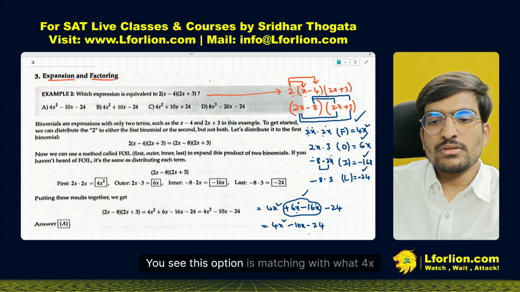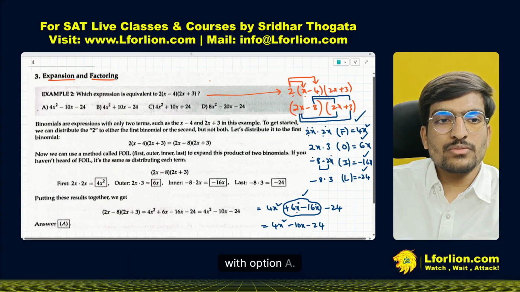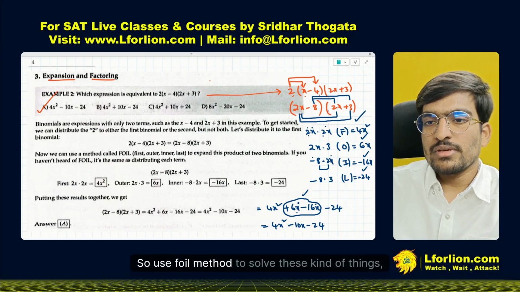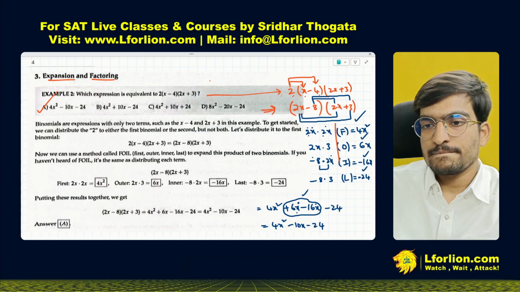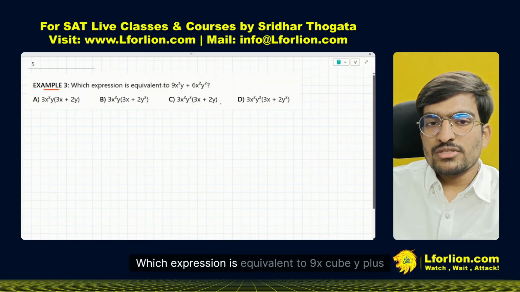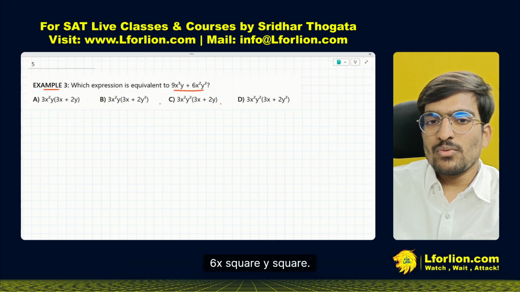You see which option is matching? 4x square minus 10x minus 24 is perfectly matching with option A. This is how you solve. So use the FOIL method to solve these kinds of expressions. Now example 3. Which expression is equivalent to 9x cube y plus 6x square y square?